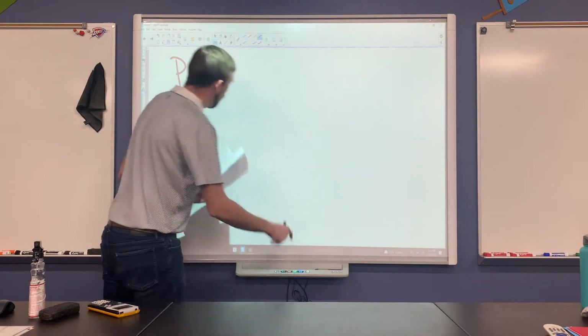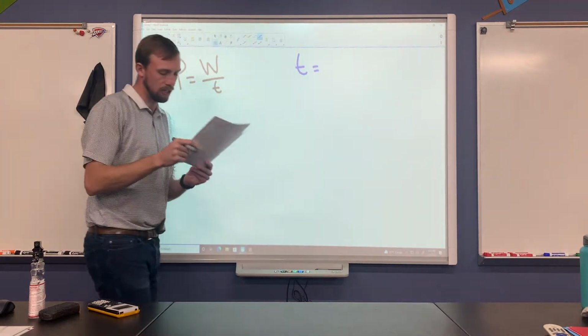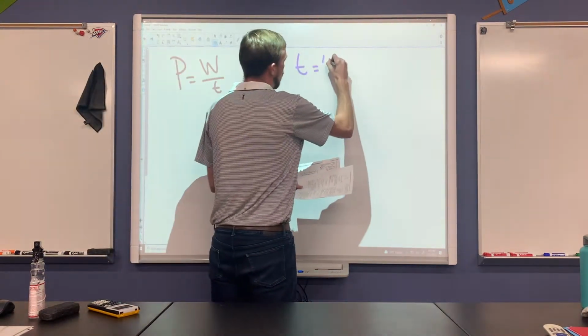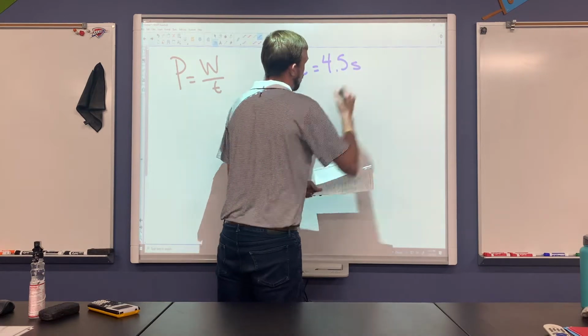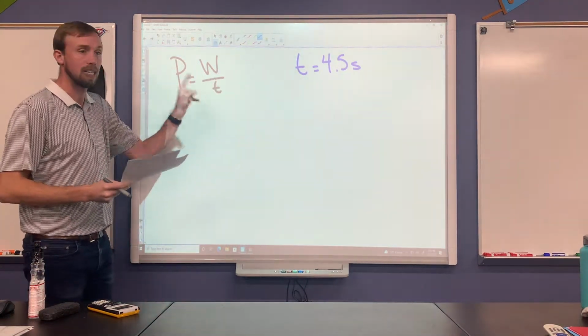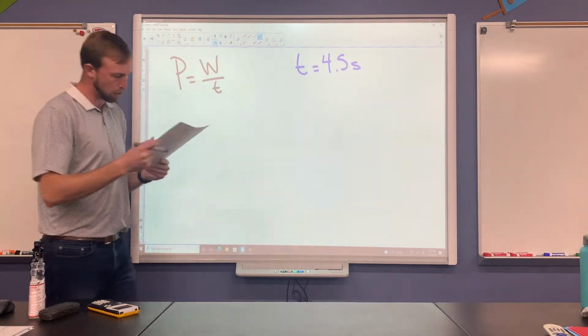Okay. Now, it does give us a time, so I'm going to make a note of that over here. The time we're pulling the sled, again, your numbers are going to be a bit different, is 4.5 seconds. So that's how long we are pulling the sled, and we're going to use that time in our power equation. Now, to find the work being done, here's what we've got.